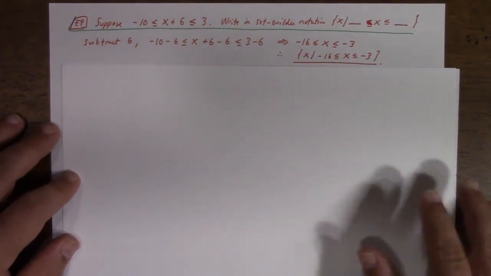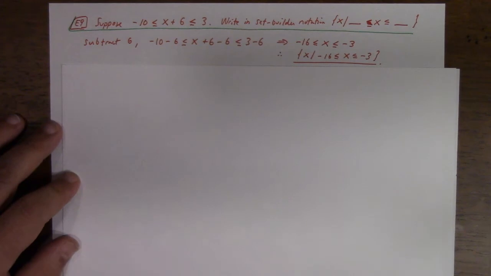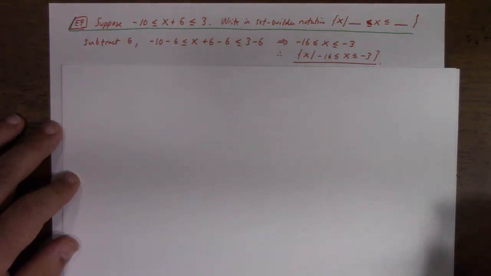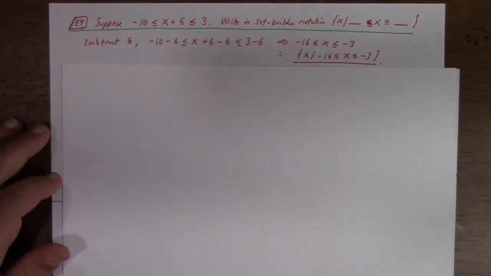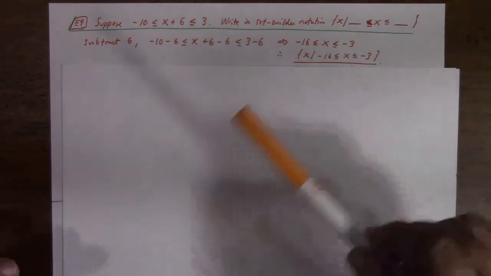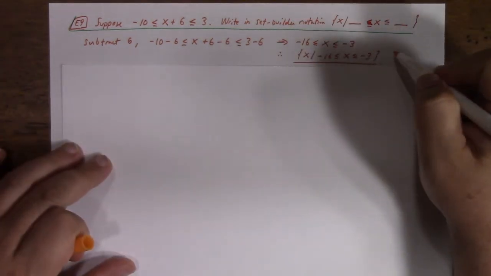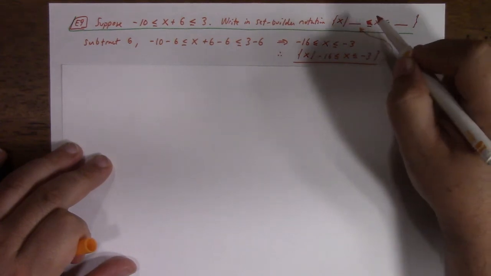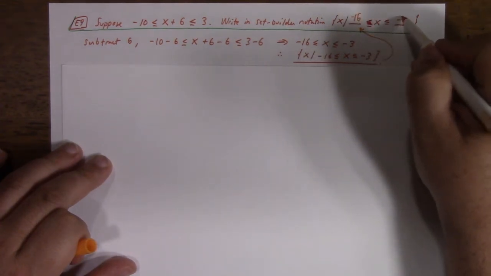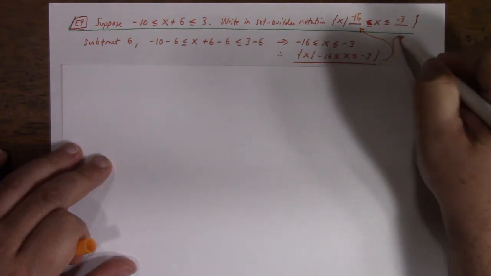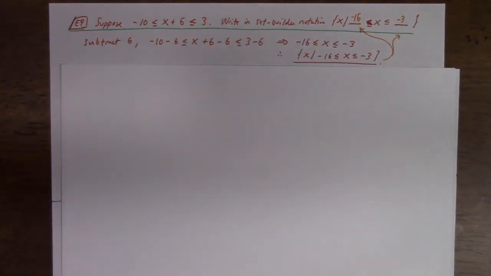Subtracting 6, we have 10 minus 6 is less than or equal to x minus 6 plus 6, which is just x, and less than or equal to 3 minus 6. In other words, minus 16 less than or equal to x, less than or equal to minus 3. So you can see that, in fact, what should go up in here is minus 16 and minus 3, right? So there we go.